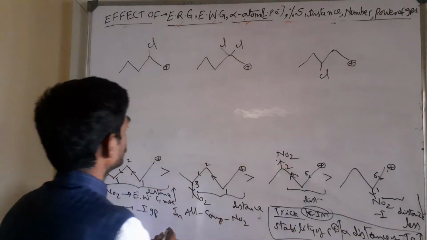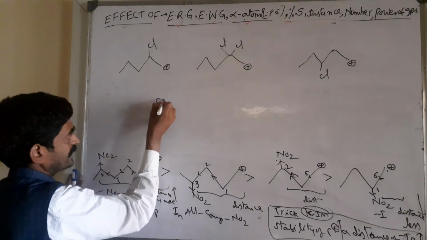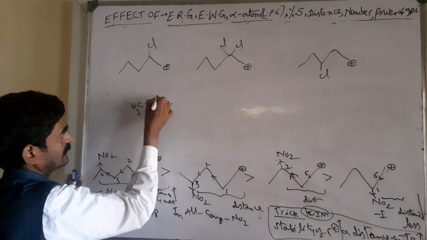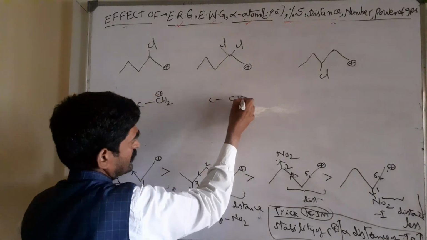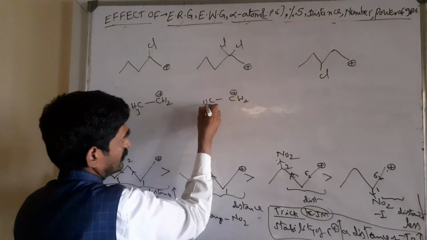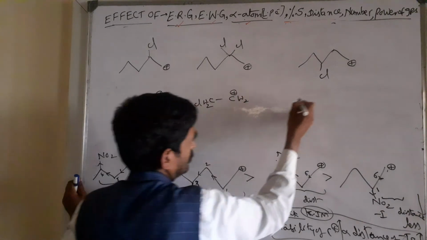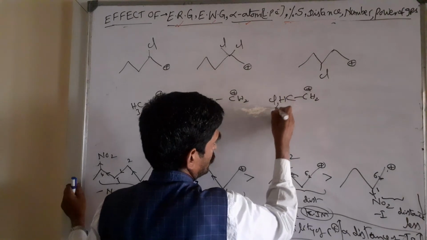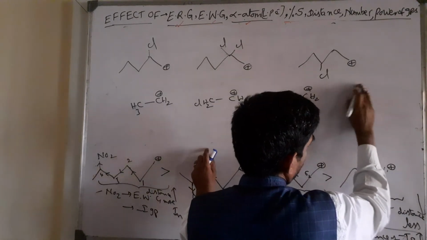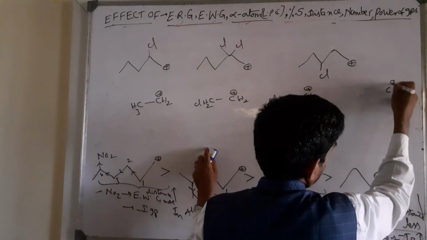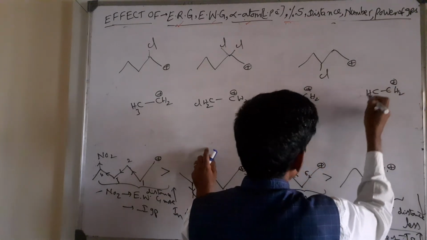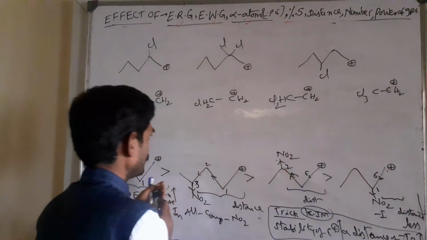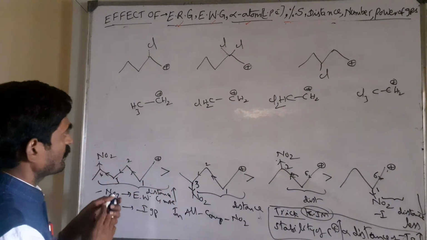Then one more example. Here CH3 plus. Here two carbons, there is CH2 plus, here CH2Cl. Next, CH2 plus carbocation, here CHCl2. And here this is CH2 plus, and here CCl3. Now in this case, what do you have to apply here?